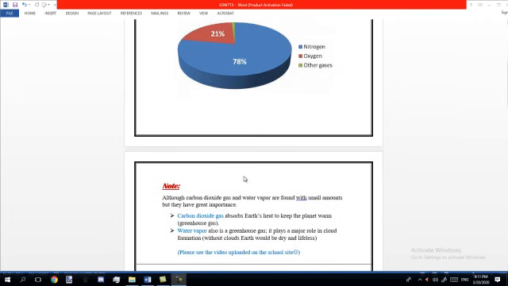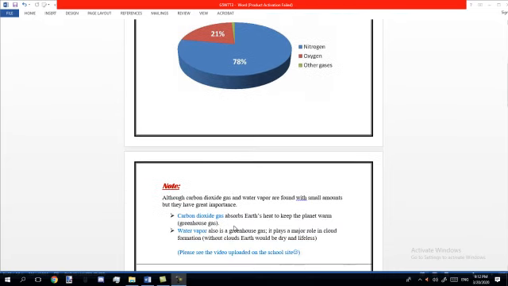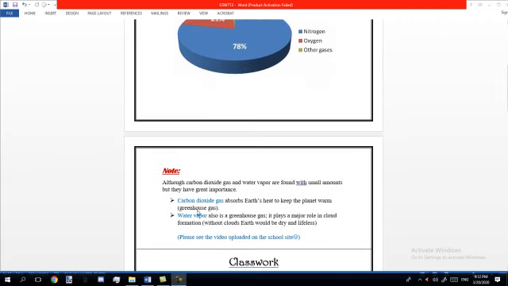Now, we said that carbon dioxide and water vapor represent a very, very small ratio in the composition of the air. Although they form these small amounts, they have a great importance. What is the importance of both carbon dioxide gas and water vapor? That's what we will learn here.